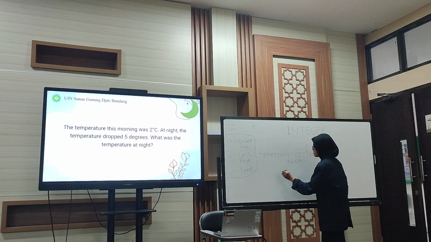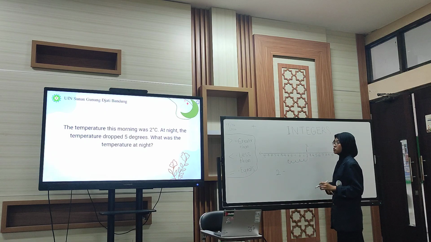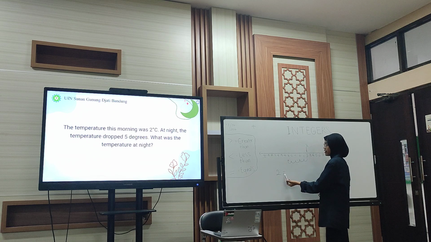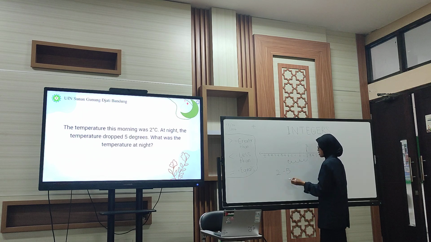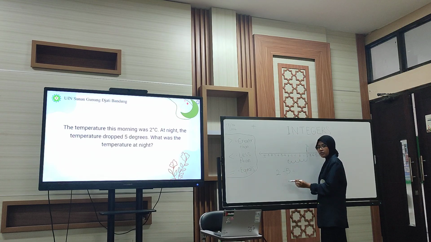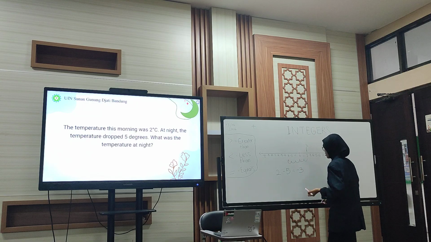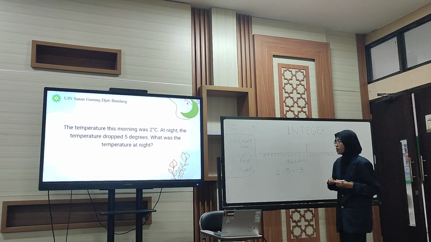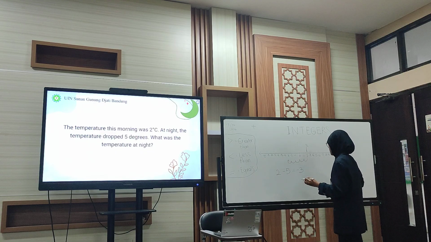So we can write it as 2, and because we take steps to the left, we use the negative, and the steps we take is 5. Okay, now we got 2 minus 5 equals, the stopping point, which was negative 3. So 2 minus 5 is negative 3. Okay. So the temperature at night was negative 3 degrees Celsius.